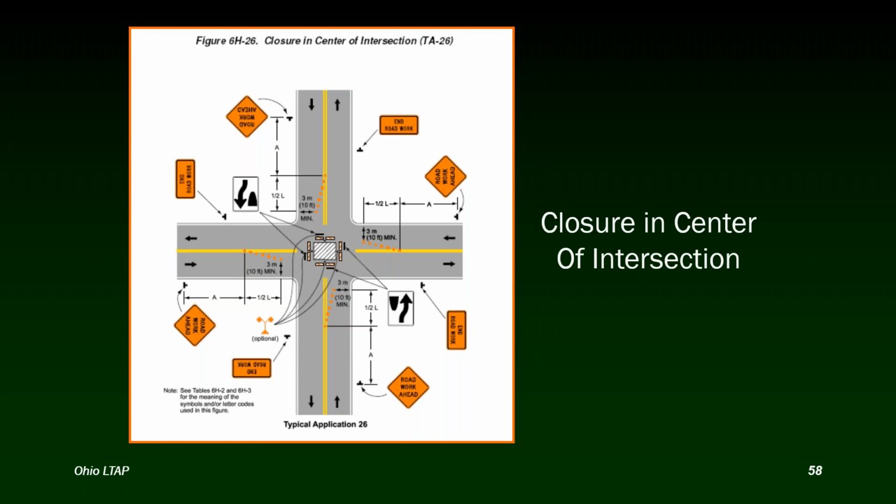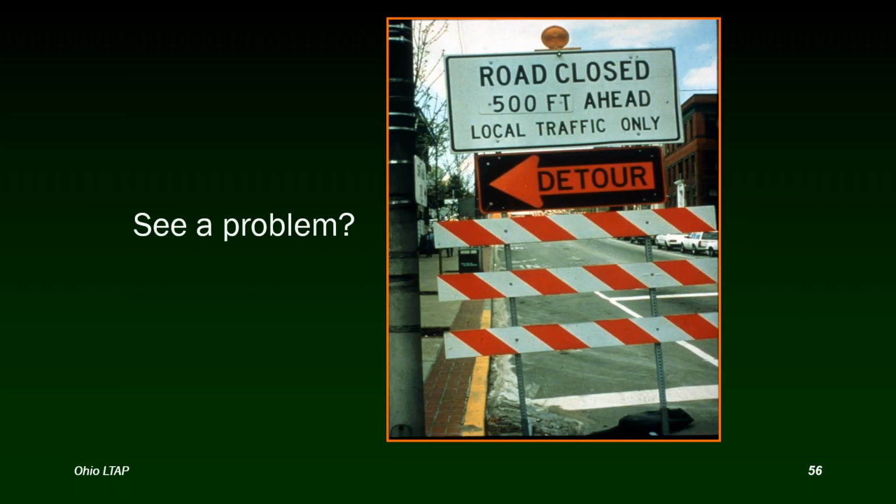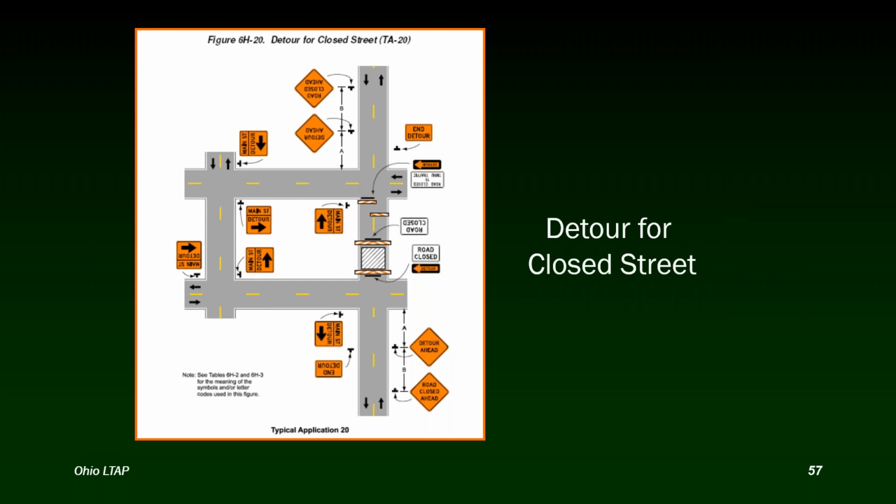Okay, so here's where the crew is working right in the middle of the intersection of two-lane roads. You would be utilizing this typical application. As you can see, sometimes, as we talked about, you use regulatory signs mixed in with your warning signs. And you'll notice that too back at typical application 23 and 22. You can see we have here regulatory signs that say left lane must turn left. And in TA22, it says right lane must turn right. And so there again, as we talked about in I think our first or second session, the use of regulatory signs to better communicate to the motorists what's going on and where they need to go.